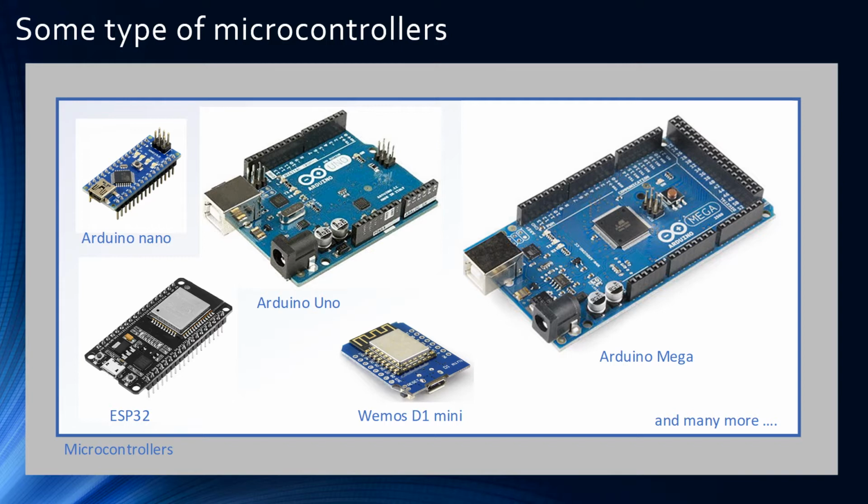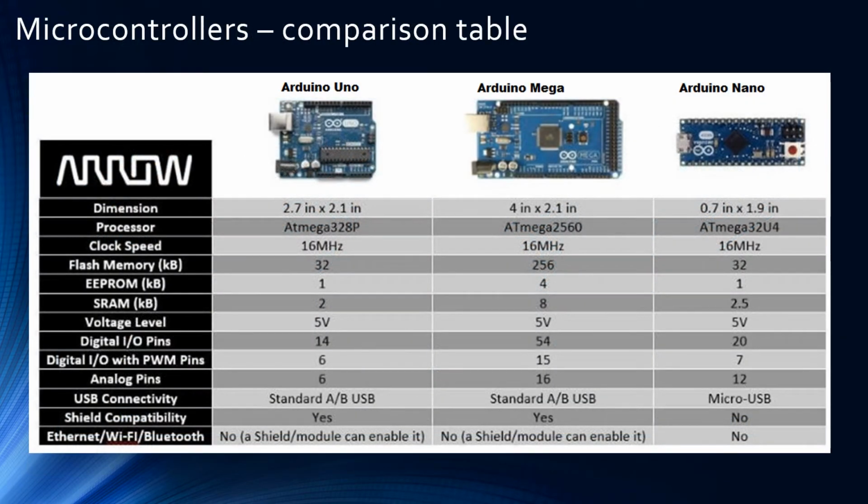So the question then, what's the difference between these microcontrollers? The difference is the specification. As you know, the standard PC and gaming PC maybe look the same, but inside the specification is different. It is similar with the microcontroller system. You can see here the Arduino Nano, Arduino Mega, and Arduino Uno comparison table.